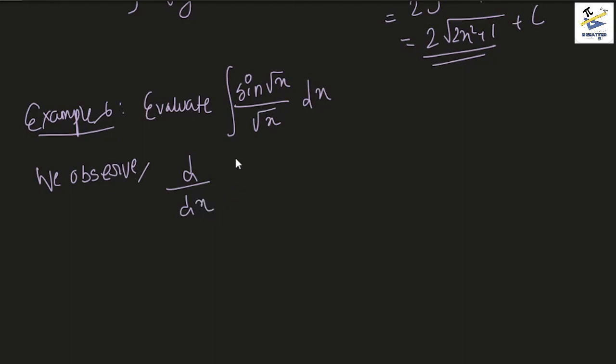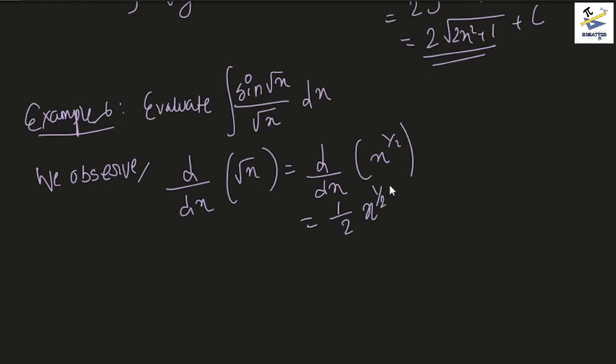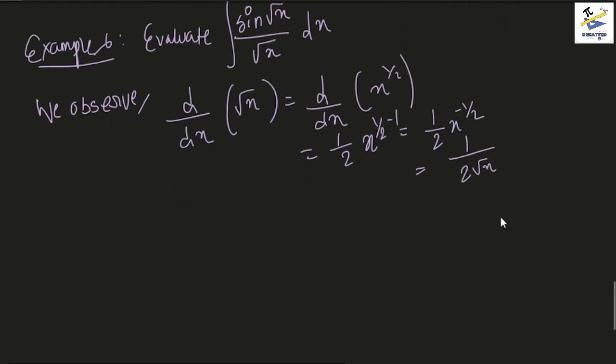We observe d/dx of root x is just equal to d/dx of x to the power 1 by 2. Now we have learned previously that for d/dx of x to the power something, the power comes out as a coefficient, and the power is reduced by 1, which means it is half into x to the power minus half, or in other words 1 by 2 root x, right? So if we were to differentiate, what we would get is something like this.